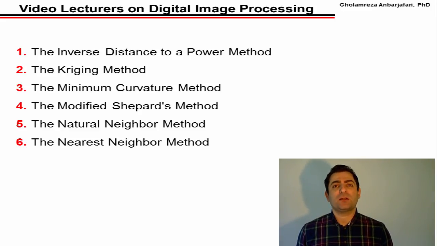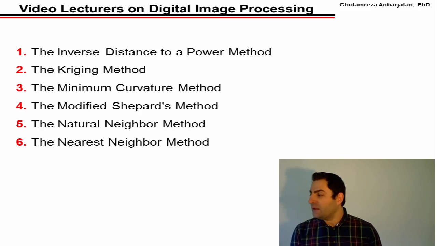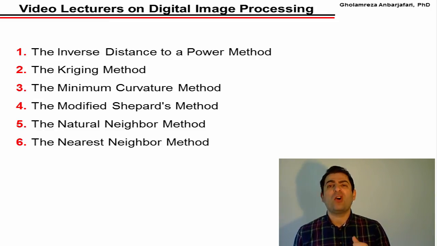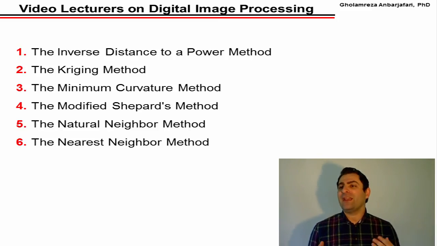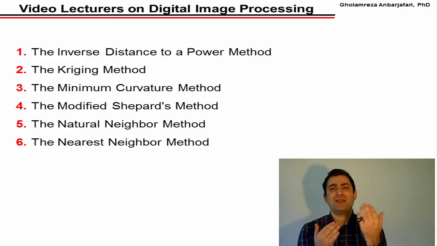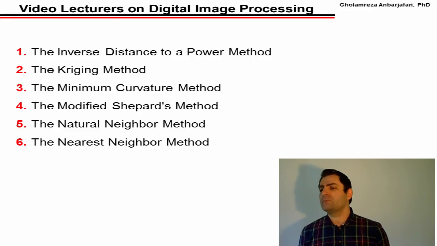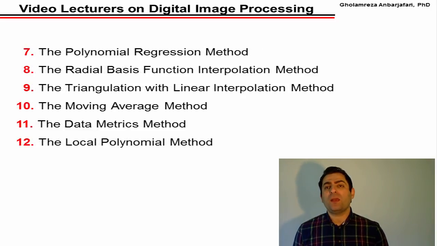Then the sixth method is the nearest neighbor method, and it assigns the value of the nearest point to each grid node. This method is useful when data are already evenly spaced. In considering an image, if we have lots of squares in the image, you will see that the nearest neighbor interpolation will give you a visually good image, though it is not a very appreciated technique. The seventh method is the polynomial regression method.